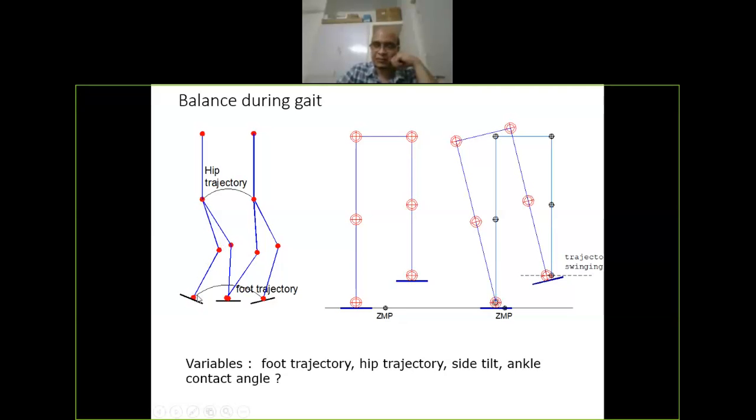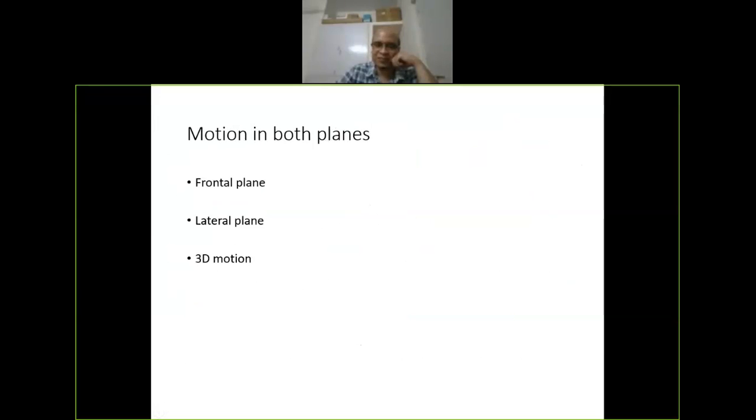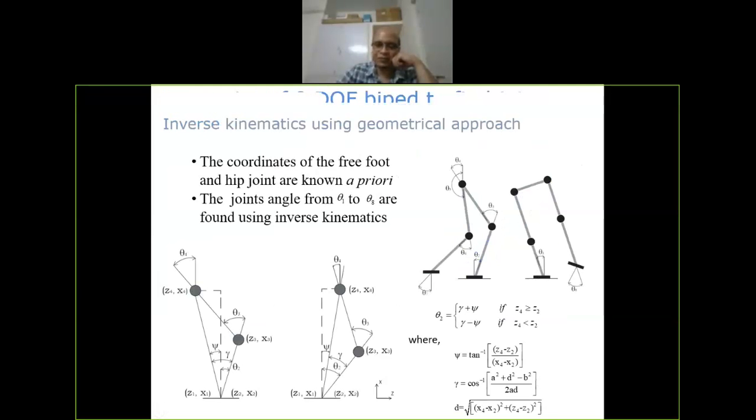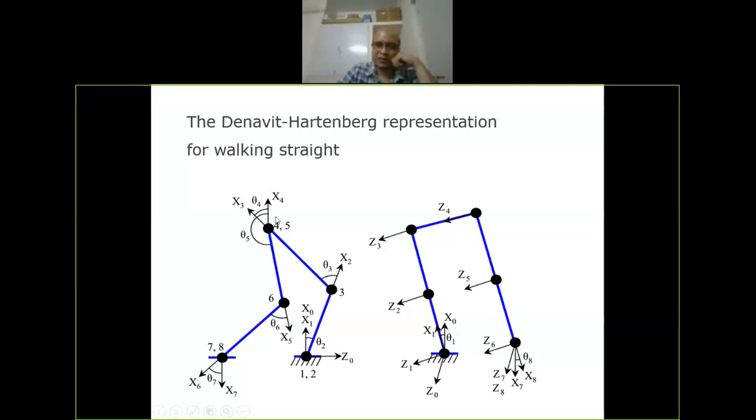Now, two link systems are very easy to solve geometrically. There are only two solutions. So for every point on the hip trajectory and the foot trajectory, there are only two links connecting it, and hence we know the solution geometrically, and inverse kinematics is very easy. It's not difficult here. So we can do inverse kinematics and find the corresponding joint angles when the body is going forward. Now, what are the variables?